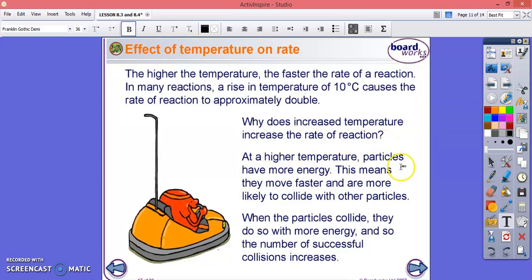At a higher temperature, particles have more energy. This is what I meant by activation energy. As they move, we also know that energy in motion is kinetic energy. So molecules have kinetic energy if they are moving. Increasing the temperature makes them move faster. This means when they move faster, they are more likely to collide with other particles. When the particles collide, they do so with more energy, and so the number of successful collisions increases.